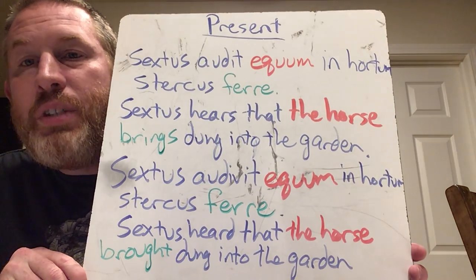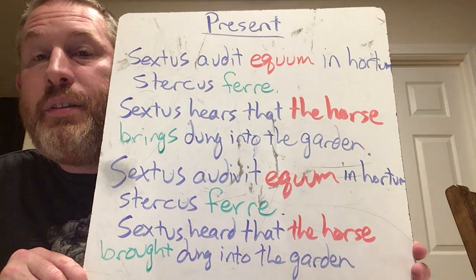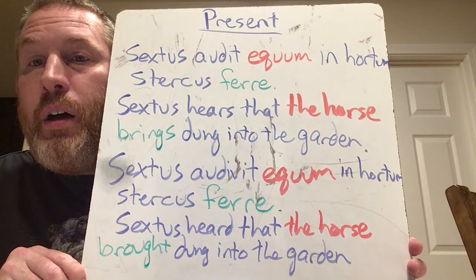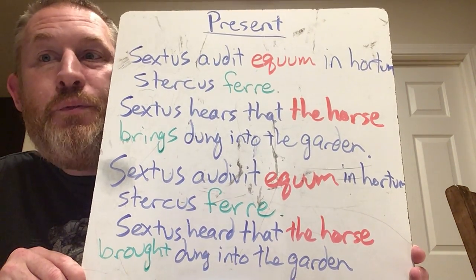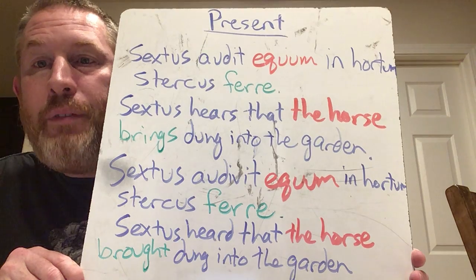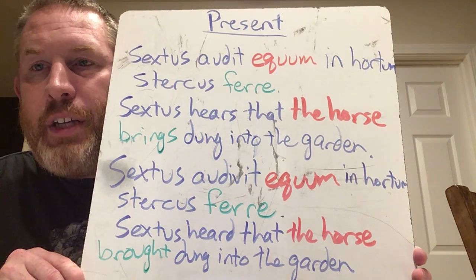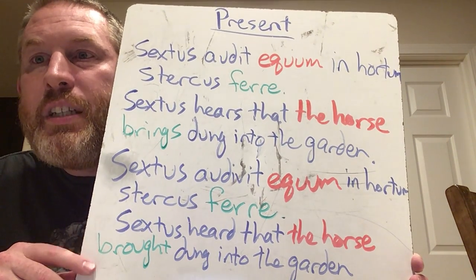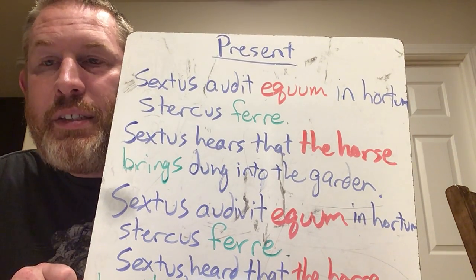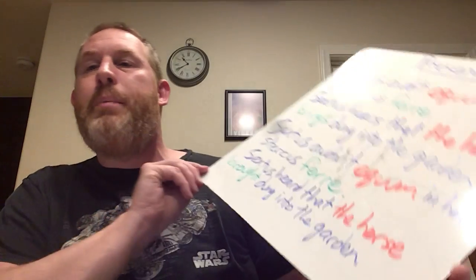The next one though, Sextus audivit equum in hortum stercus ferre. Sextus heard that the horse brought the dung into the garden. Once again, the main verb is perfect, and since the infinitive of the indirect statement is present, that's going to still happen at the same time as the main verb. And that's what I mean by the main verb sets the tone, okay? So if the main verb is perfect and your infinitive is present, then your infinitive translates perfect. If the main verb is present and your infinitive present, then your infinitive is going to translate present. It's just going to keep translating as whatever tense you're using in your main verb. And that's what I mean by it sets the tone.